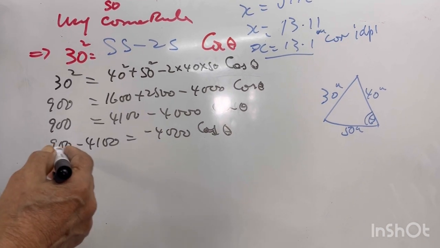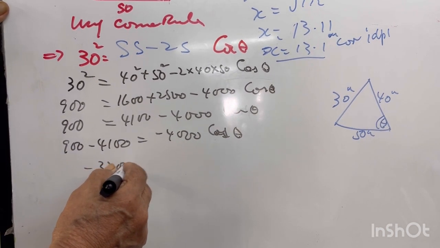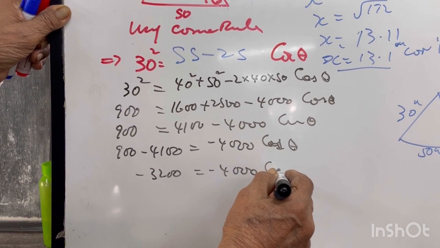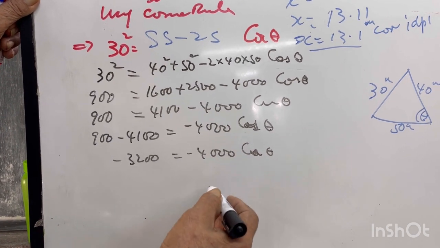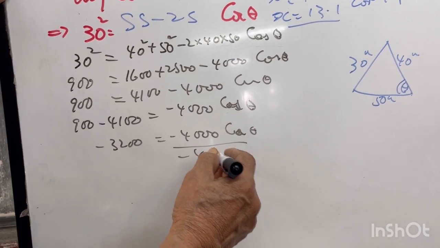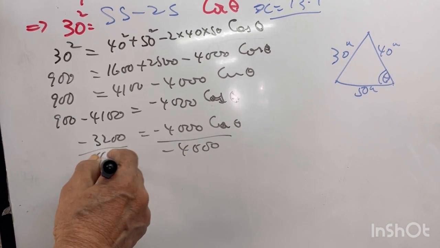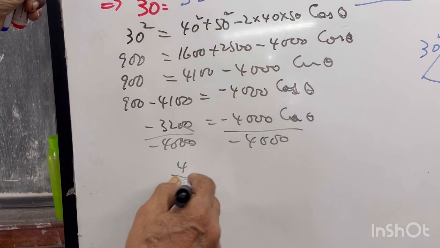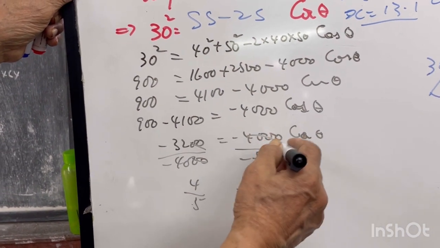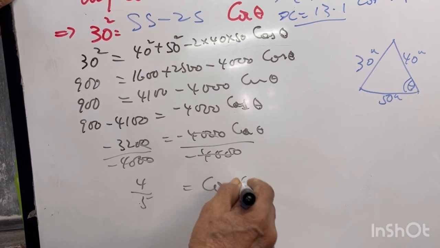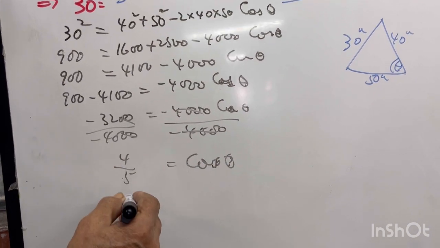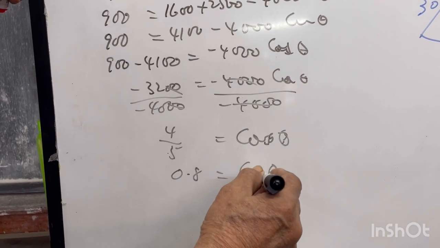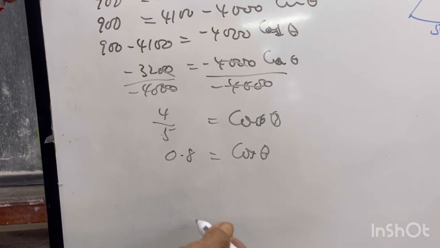Okay, let's go. 900 minus 4100 is minus 3200. So minus 3200 is equal to minus 4000 cos the angle. What is this doing to that? Multiplying. Get rid of it, you divide. Divide on both sides. 8 4s are 32, 8 5s are 40. 0.8 is equal to cos the angle. When you divide that, you get 0.8 is equal to cos that.